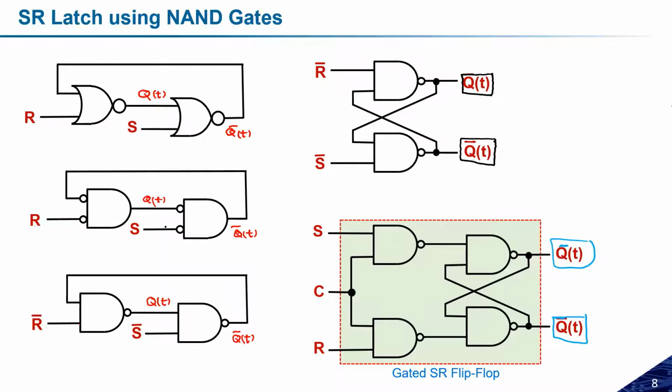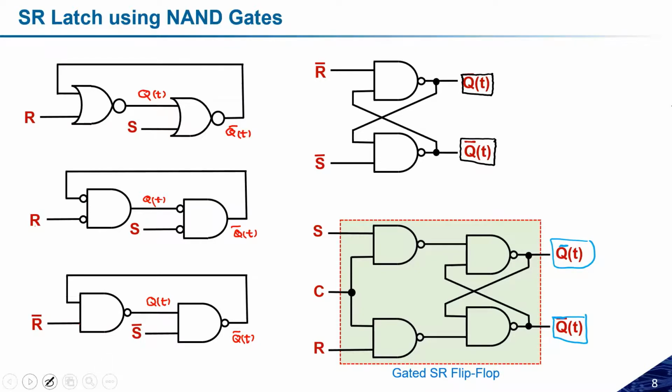So if these two are the storage nodes, whatever data I have stored at QT will be considered the actual data, right? Suppose QT is equal to 1, so by default QT bar will become 0. So I will say this flip-flop has stored logic 1. And vice versa. Suppose QT is 0 and QT bar is 1, so we can say that this flip-flop has stored logic 0. So logic 0 and 1 is decided based on the value at QT. That is important.